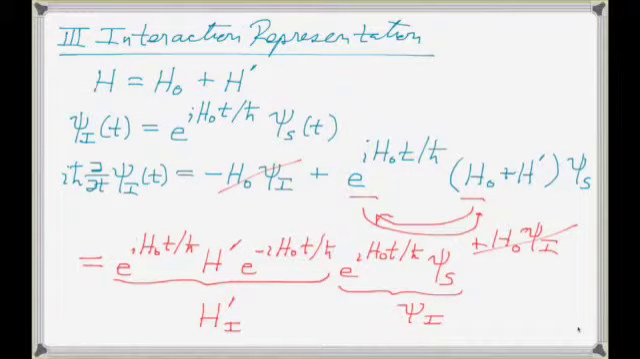And so that's the equation of motion for the wave function. So i h bar d/dt of psi I is equal to just the interaction part of the Hamiltonian in the interaction representation acting on psi I again. So the time dependence of the wave function in the interaction representation is only determined by the interacting part of the Hamiltonian. Again, we have the operators. We have to look at their time dependence.